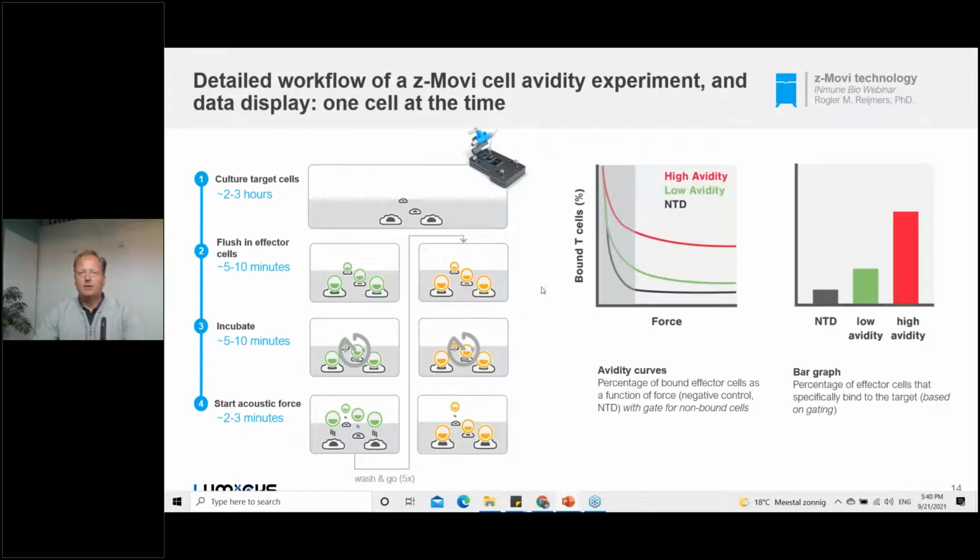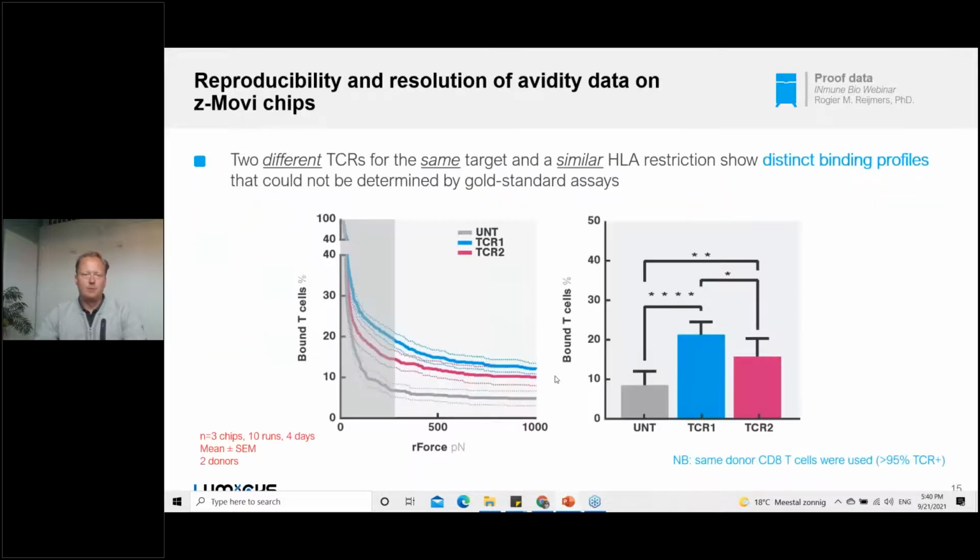This is all it takes to perform several runs per chip, and subsequently the data that has been recorded can be displayed as avidity curves shown here on the left, or as bar graphs shown on the right that show specific binding compared to a control, which can be gated, shown here in this gray area, separating specific binding and non-specific binding. So how sensitive is this system?